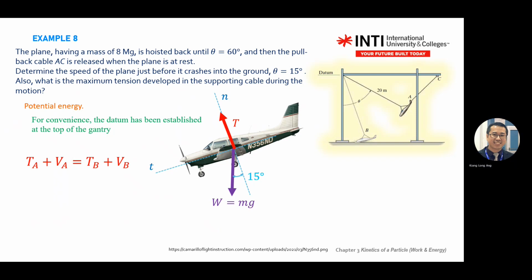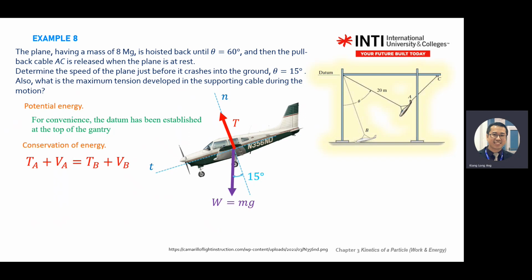Okay, in this case, we use conservation of energy for this example. This question can be solved using the principle of work and energy, but in this case, we use conservation of energy. The question will tell you directly which equation you need to use. In conservation of energy, you only focus on energy. Only two types of energy you learn in this module, potential and kinetic. So potential plus kinetic, left hand side equal to right hand side.